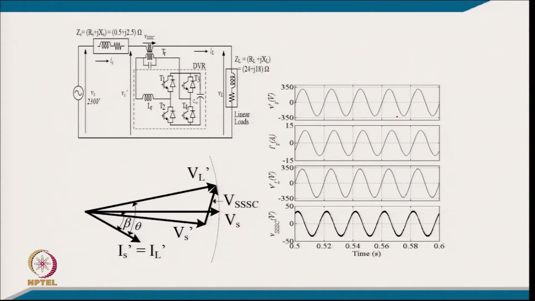After making a model, this is the voltage at the point of common coupling. This is of course the load current, which is common in all because everything is connected in series. This is the load voltage after the compensation, which is equal to the supply voltage, and this is the series compensated voltage.